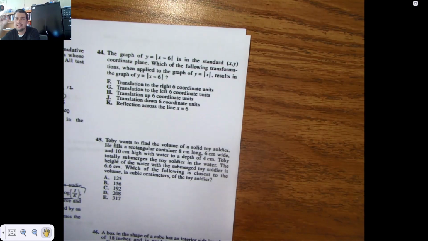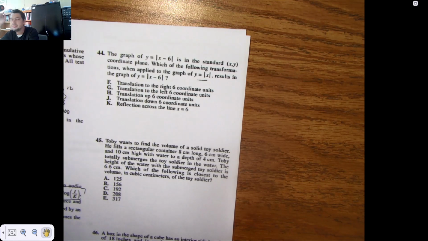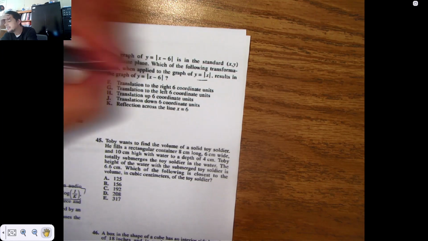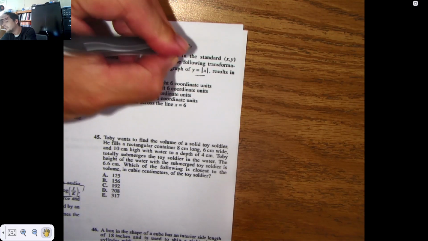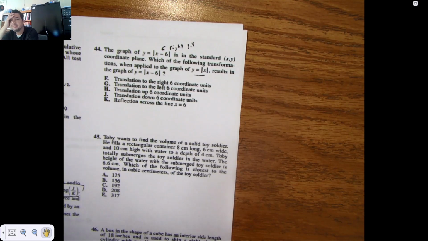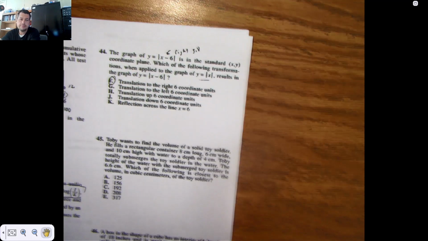Look at 44. That's something you've been doing in the class right now. The graph of y equals the absolute value of x minus 6, blah, blah, blah. Which of the following transformations, when applied to the mother function, result in x minus 6? This is a right 6 shift. Oh, we've beaten that to death. Ta-da! That's how hard that problem is.